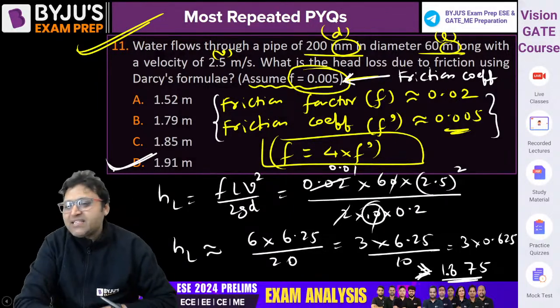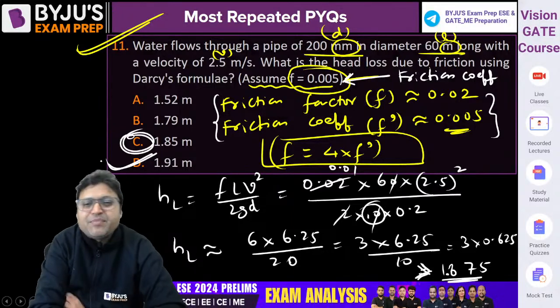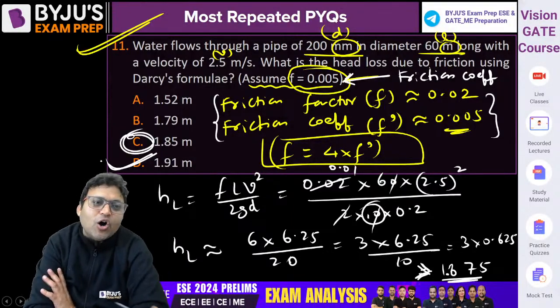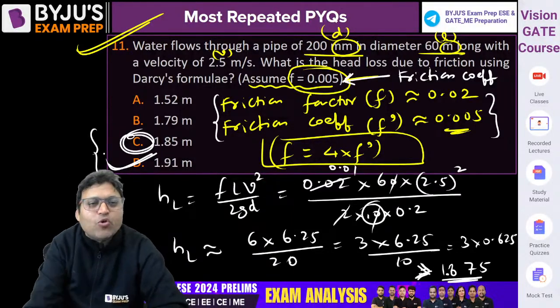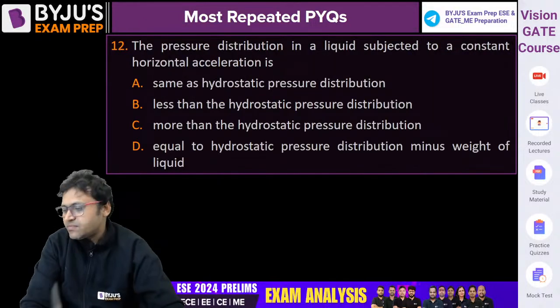So the correct answer will be D. It will not be option C. Do not commit this mistake. Always take care of the options which are very close to each other. So it will not be 1.85. It will be 1.91, which will give you the correct answer. Question number 12.